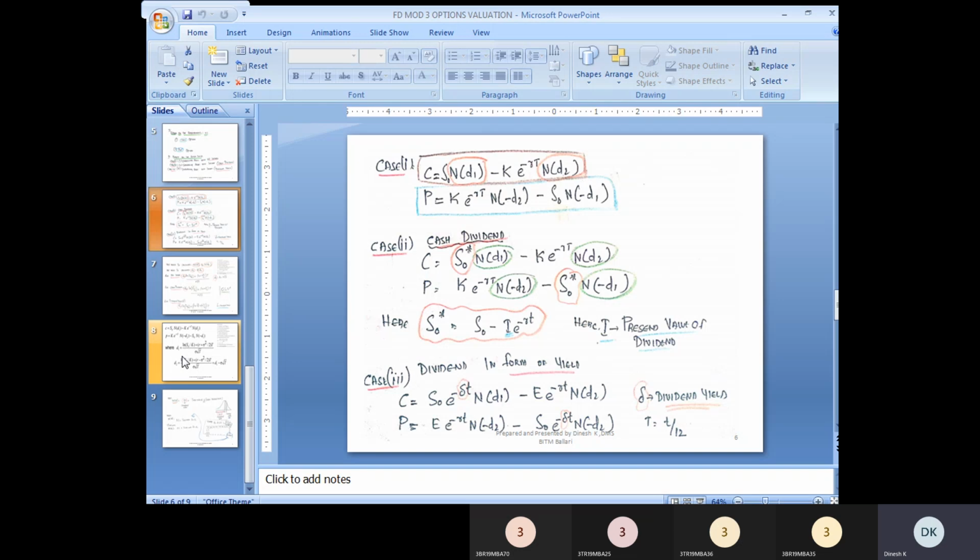Exponential to the power of minus RT, right? So when you take the present value of the dividend, first calculate the present value of the dividend and then subtract it from S naught, right? Then you will get the value you call S naught star, right? So this S naught star is what you need to substitute wherever you come across S naught in the formula.